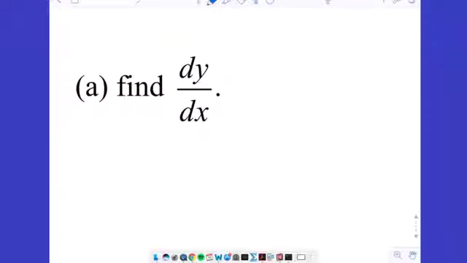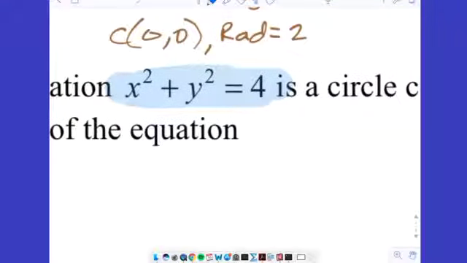Okay, part A2. Another part A. Find dy dx. All right, so dy dx. Remember, if it's not solved for y, your first consideration is, do you want to solve it for y? This one is actually pretty easy to solve for y.